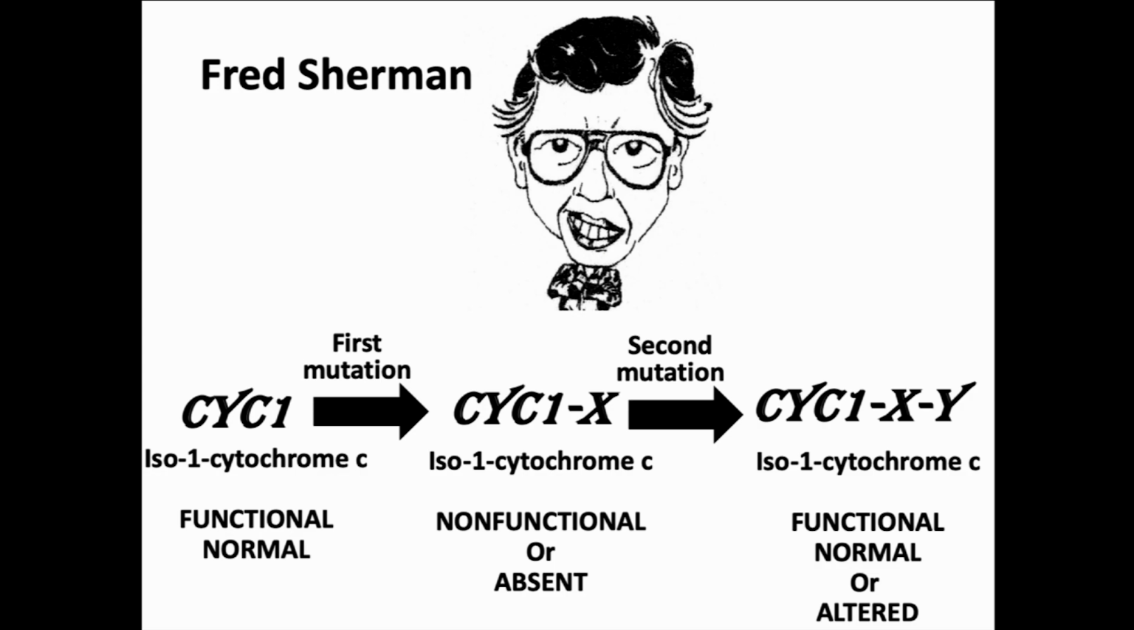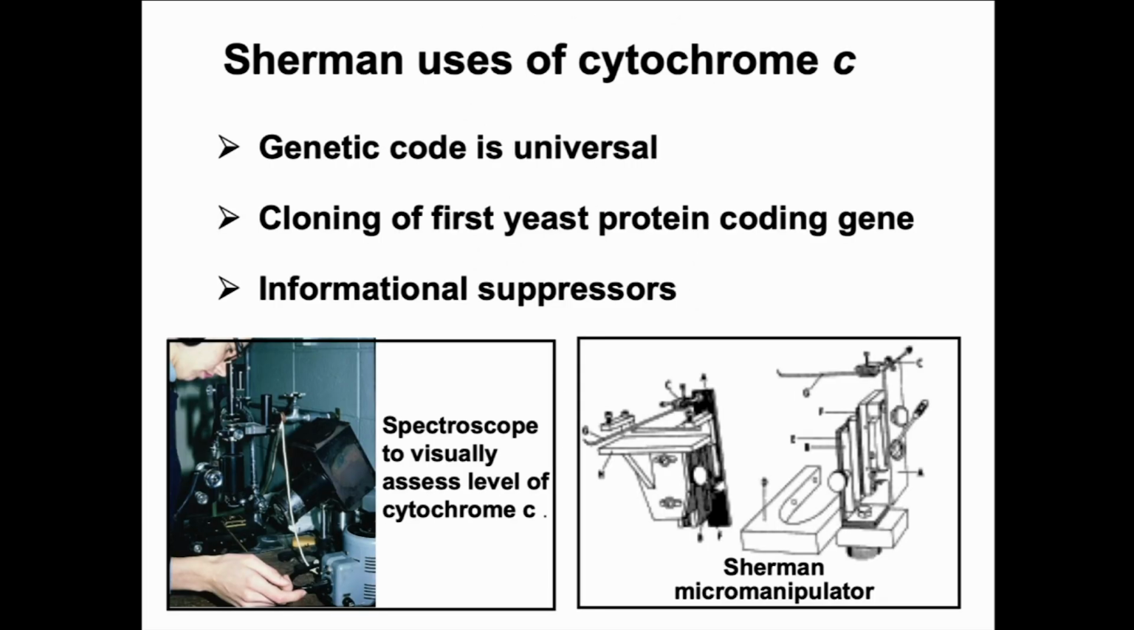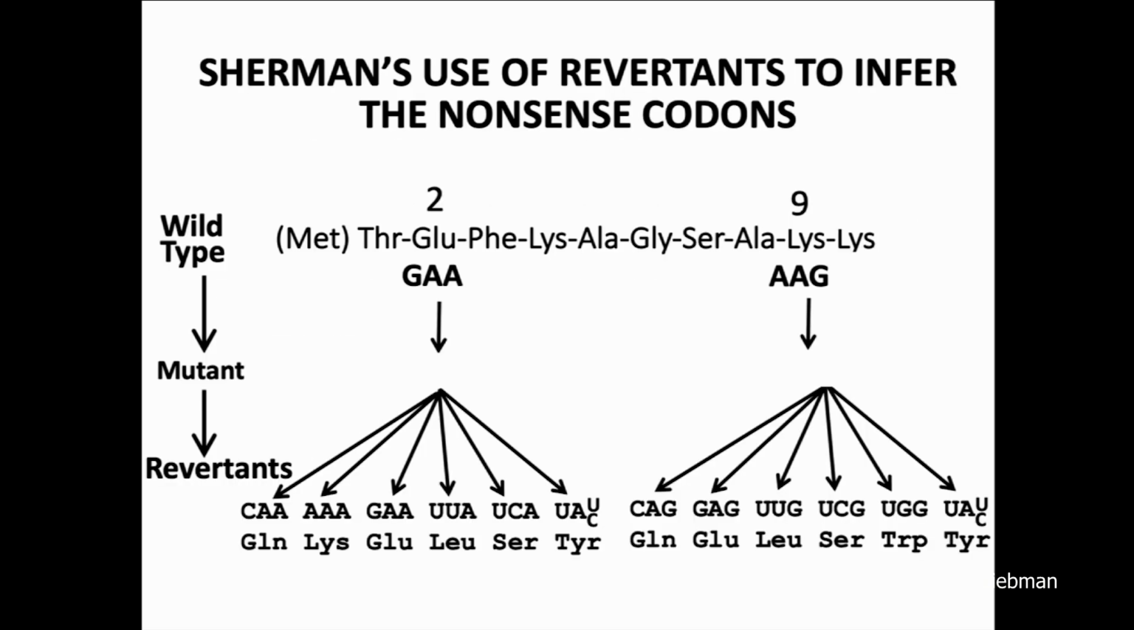And he used this system, as we already heard, for studying translational initiation, but he also did it for many other things, including showing that the genetic code in bacteria was the same as that in the eukaryote yeast. And we heard about the cloning of transfer RNA, but he used his deduced sequence to help clone the first yeast protein coding gene, and for the study of informational suppression, which is what I'm going to continue talking about.